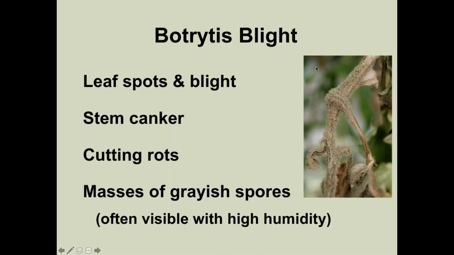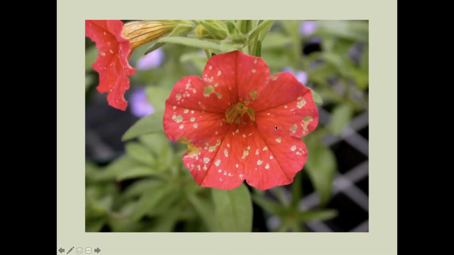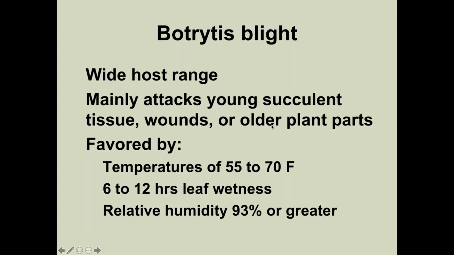And then one thing that's common with Botrytis blight, it's also known as gray mold because it develops masses of grayish spores on the infected tissues, and those become more and more visible the higher the relative humidity gets in the production area. It also can cause spotting or necrotic areas on blossoms, any of the flowers that it can infect. So it has an extremely wide host range.